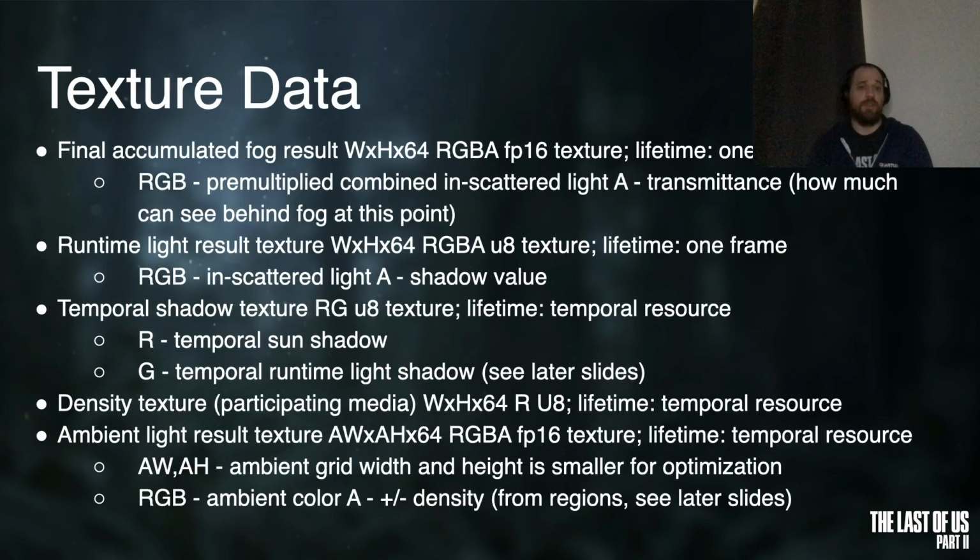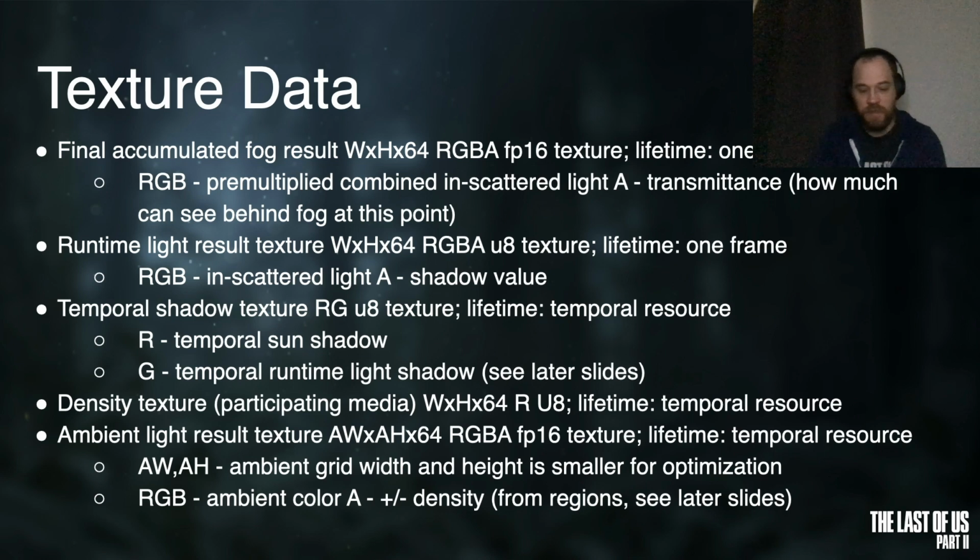So we definitely need to implement a lot of optimizations. We had a accumulation texture, the final fog texture, which was an RGBA texture of FP16 with alpha for transmittance and pre-multiplied combined and scattered lighting in RGB. For runtime light, we used a one frame lifetime texture for RGBA U8. We have two temporal shadow with two channels, one for temporal sun shadow, the other one for temporal runtime light shadow. We're going to talk about that.